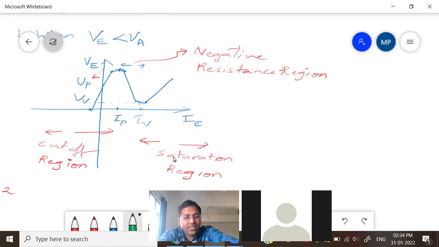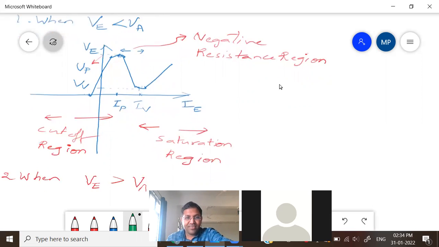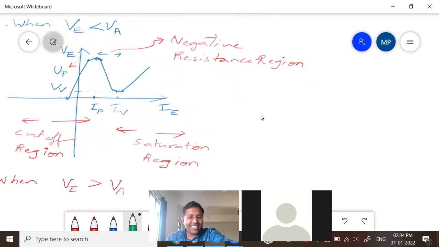We are considering two cases: when VE is less than VA, and when VE is greater than VA. When VE is less than VA, the characteristics we get will be like this, only from this point to the peak point. When VE is greater than VA, we get all of this, something like a V shape.